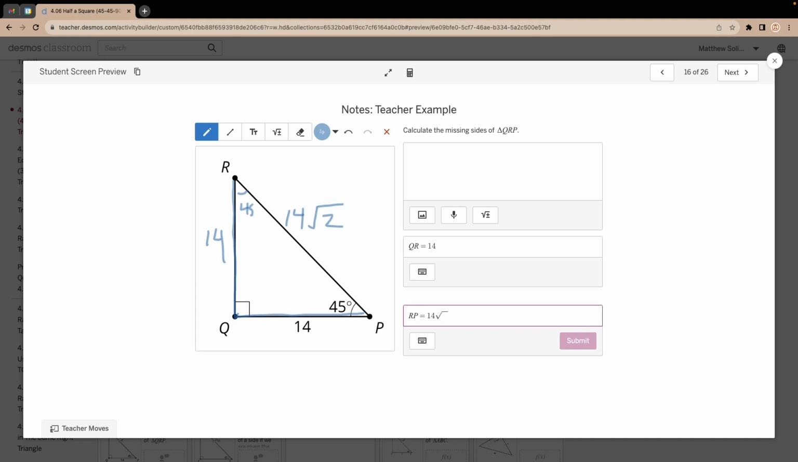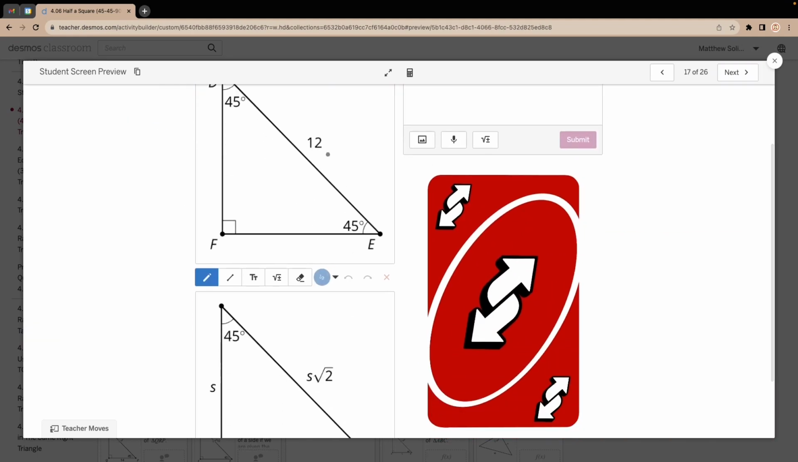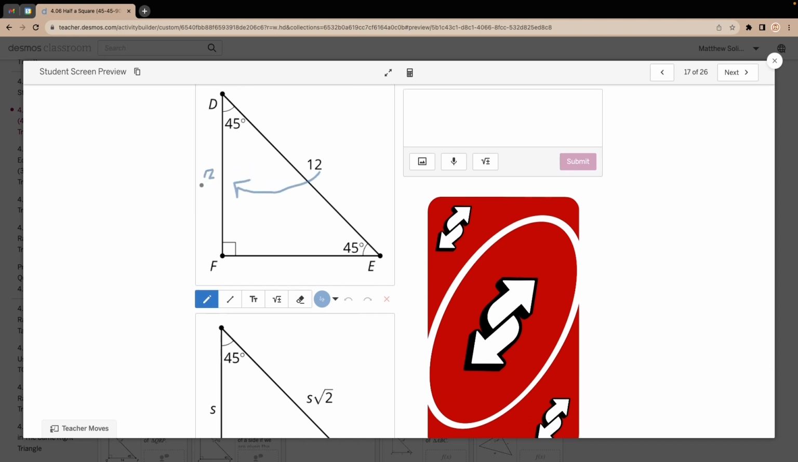So it's easy to use that pattern. You could also use the Pythagorean theorem. Now, if we went the other way, we would just have to divide by square root of 2. So this side would be 12 divided by square root of 2.